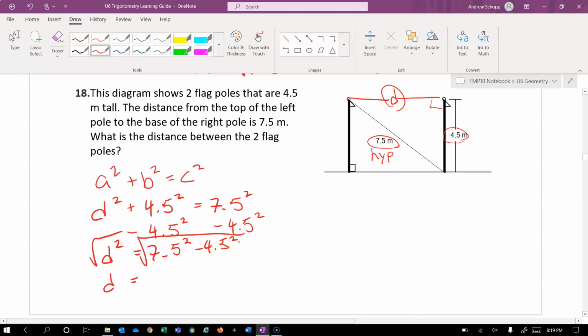And when we simplify that, we end up with the square root of 36, and that is 6. So the distance D between the two flagpoles will be 6 meters.